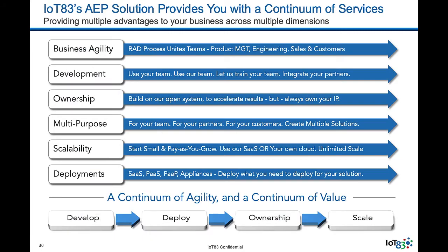IoT 83's Application Enablement Solution also provides you with a continuum of services. This provides multiple advantages to your business across a lot of different dimensions. From a business agility perspective, RAD processes unite your teams. Product management, engineering, sales, and even customers become part of this continuous innovation and deployment cycle. From a development perspective, you can use your own team, use our team, let us train your team. You can integrate your partners into this process.